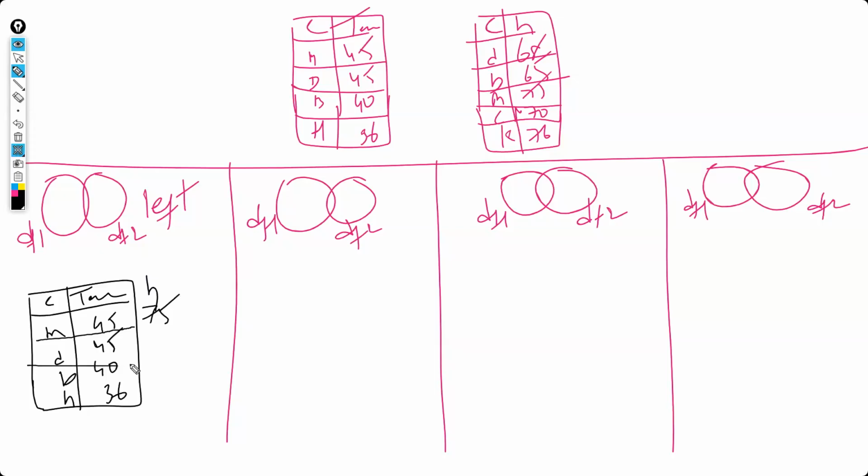Next, Delhi. Delhi is available in the second table? Available. What is that number? 68. Write that number. Bangalore is available in the second table? Available. What is that number? 65. Hyderabad is available? No. Write none. That's it. Completed.